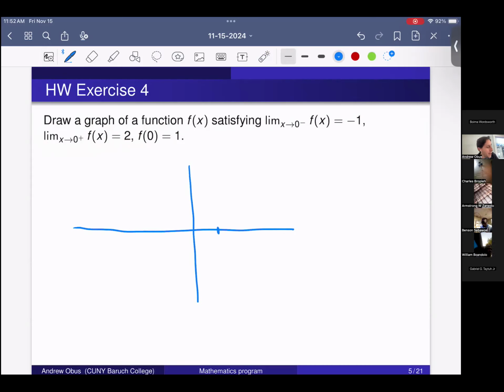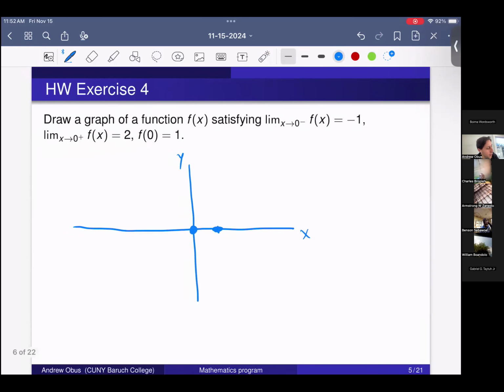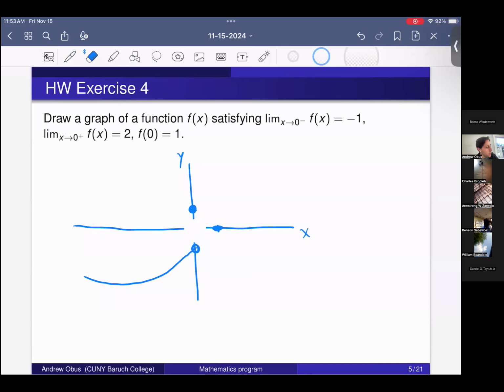Well, let me look at x equals 0 over here, if this is x and y. Well, I want the limit as x approaches 0 from the left of f of x to be equal to -1. So maybe I'll draw something like this, where it ends up at -1. I'm going to draw an open circle here because f of 0 is not -1. f of 0 is actually 1. So I'll put that point over there. Okay, I'll put the point 1 over here.